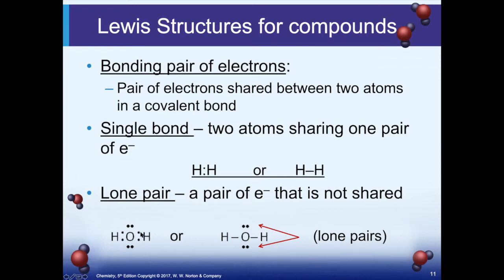So these two represent the single bond between this hydrogen and the oxygen. But then the oxygen also will have a lone pair of electrons, or actually has two lone pairs of electrons on it as well, okay? So it gets a little cluttered. So that's typically why I don't do it, particularly with compounds.